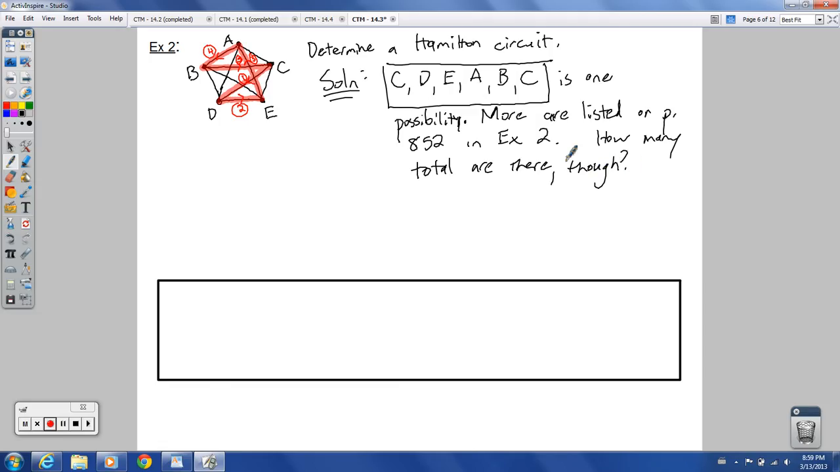So let's talk about that down here. So how many are there, though? We are going to answer that question in this box. So the number of unique, and I'm capitalizing this because this is capitalized in your book. It's like a big deal to them. It's a pretty big deal, yeah. Number of unique Hamilton circuits in a complete graph.